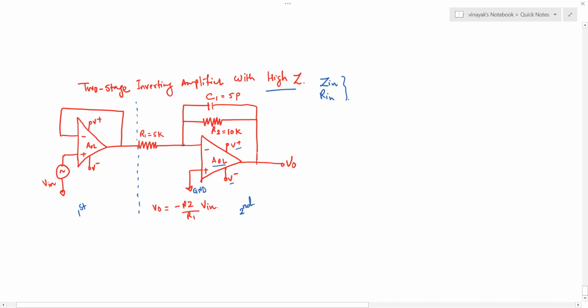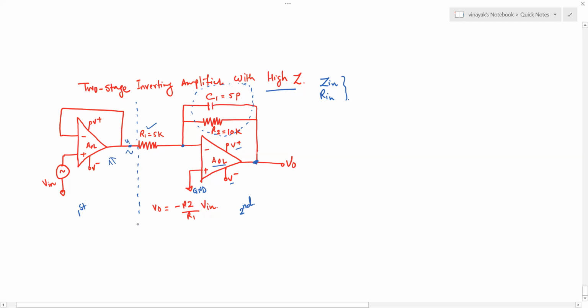To the negative pin, we are feeding back a portion of the output through the combination of this impedance network consisting of a capacitor and the feedback resistor. The values are as shown. To the inverting input, we have the resistor connected, and to the other end of the resistor, there is a signal coming right here. If we for a moment forget the first stage, we see there is an input that is coming here, V1.